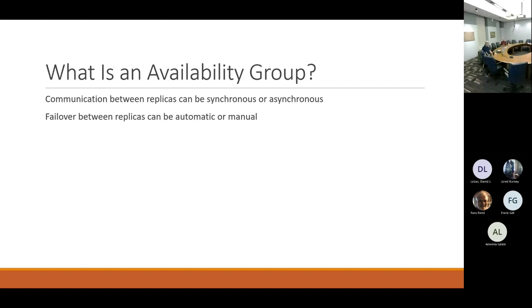So if the communication between your replicas is set to be synchronous, the availability group can fail over automatically. So if there's an issue with the instance of SQL Server or an issue with one of the databases and SQL Server can't connect or access the database, it will fail over to a replica that is specified for automatic failover.